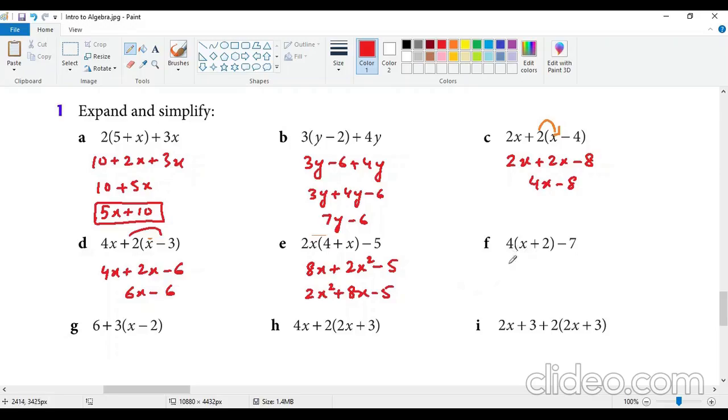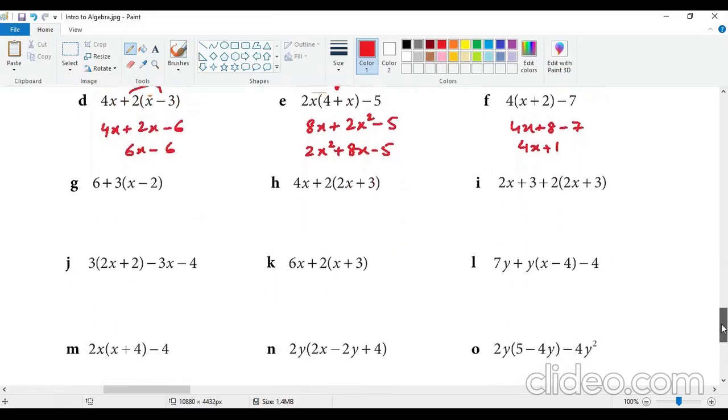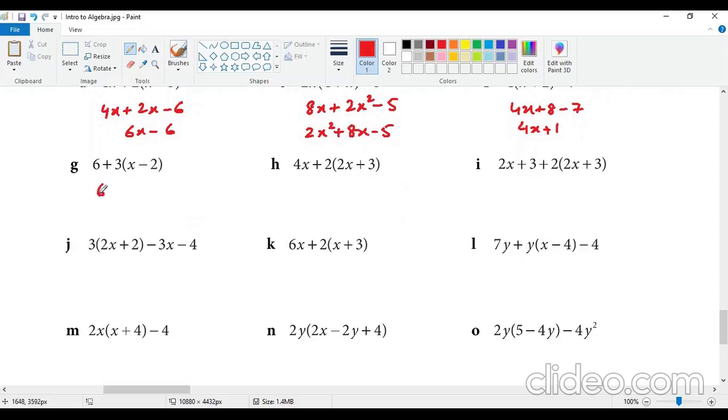4x plus 8 minus 7. That means 4x plus 1 is going to be your final answer. Moving on to the next, this will give you 6 plus 3x, plus and minus is giving you minus 3 times 2 is a 6. So plus 6 and minus 6 are going to be cancelled, and 3x is going to be your final answer.